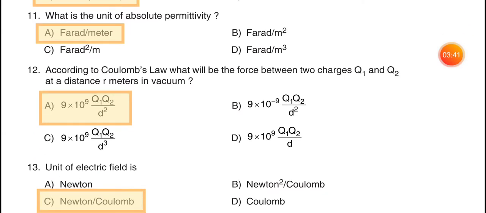11th question. What is the unit of absolute permittivity? Option A is the correct answer, farad per meter.